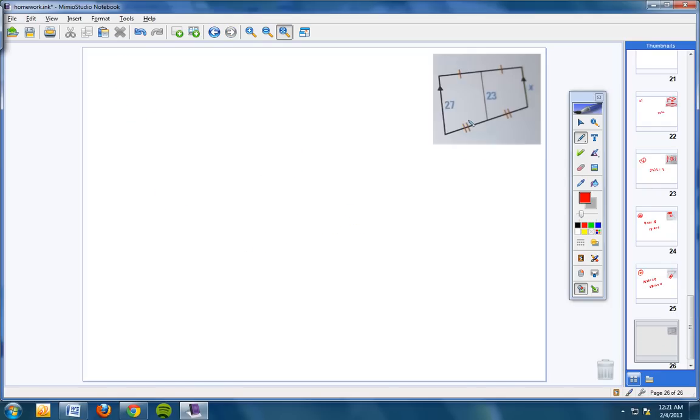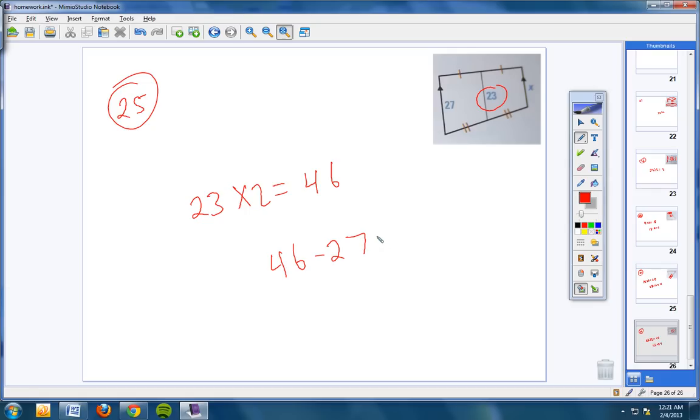And then last but not least, number 25. Are you looking for the mid-segment? No, you are not. They have given it to you. So you take your mid-segment and you double it, multiply it by 2, you get 46, and you subtract out the other base, and you will get 19. All right? And is that right? Yeah, 19. And so this length right here is 19.